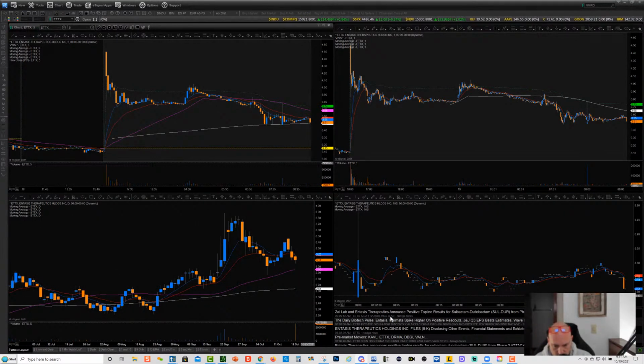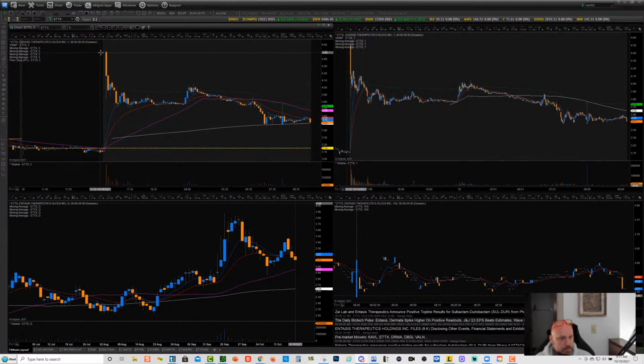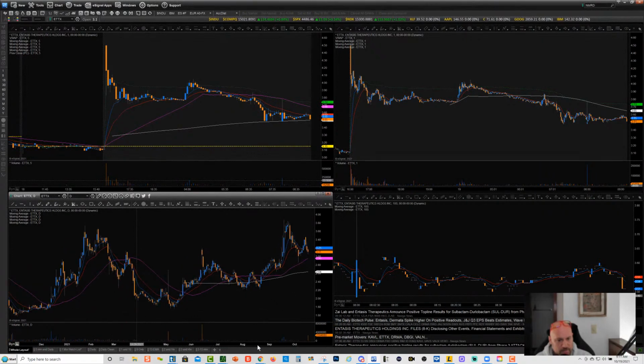Okay, looks like this one has some news right here. A bunch of news here on ETTX. And then you'll see in the pre-market it gapped up to that 450 level, and I start to see, okay, where is that going? You have a possible chart breakout. You've got kind of a cup-and-handle-ish pattern here on a daily chart.